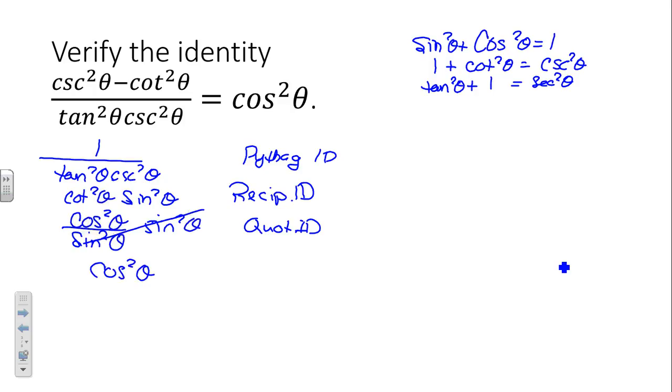So they give you what you're trying to reach when we're verifying trig identities. And that was just simplify. Make sense? Questions on this one? All right, here comes the next one.